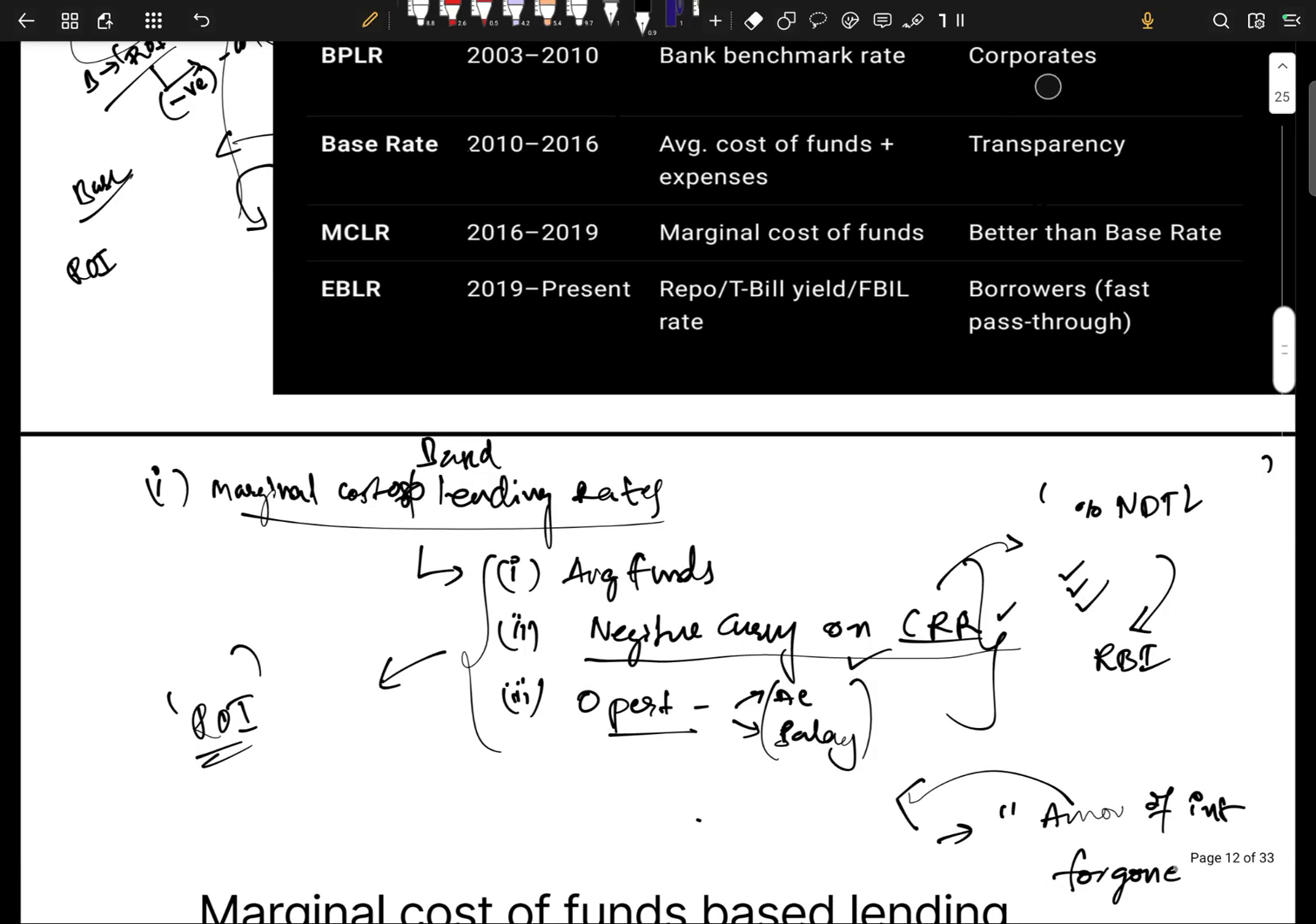And right now we use something called external benchmark based lending rates. Under this, the banks have to give loans with an interest linked to the yield rate of treasury bills and the repo rate and any other rate mentioned by Financial Benchmarks India Private Limited. It is a company that publishes rates, such as the yield rate of a treasury bill.